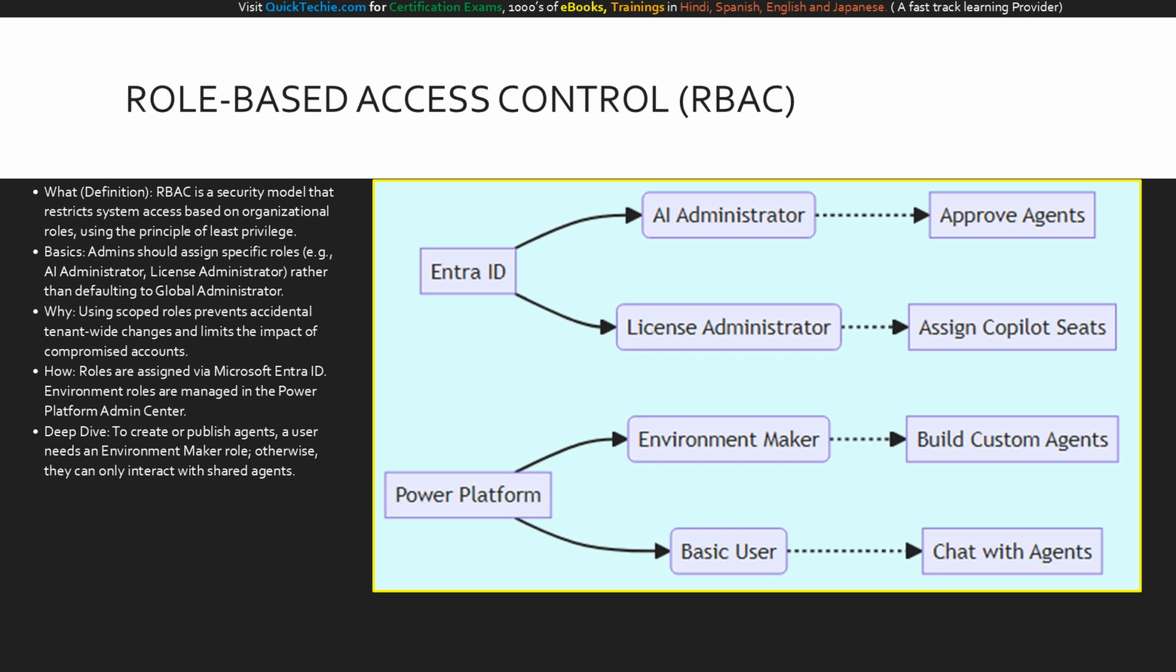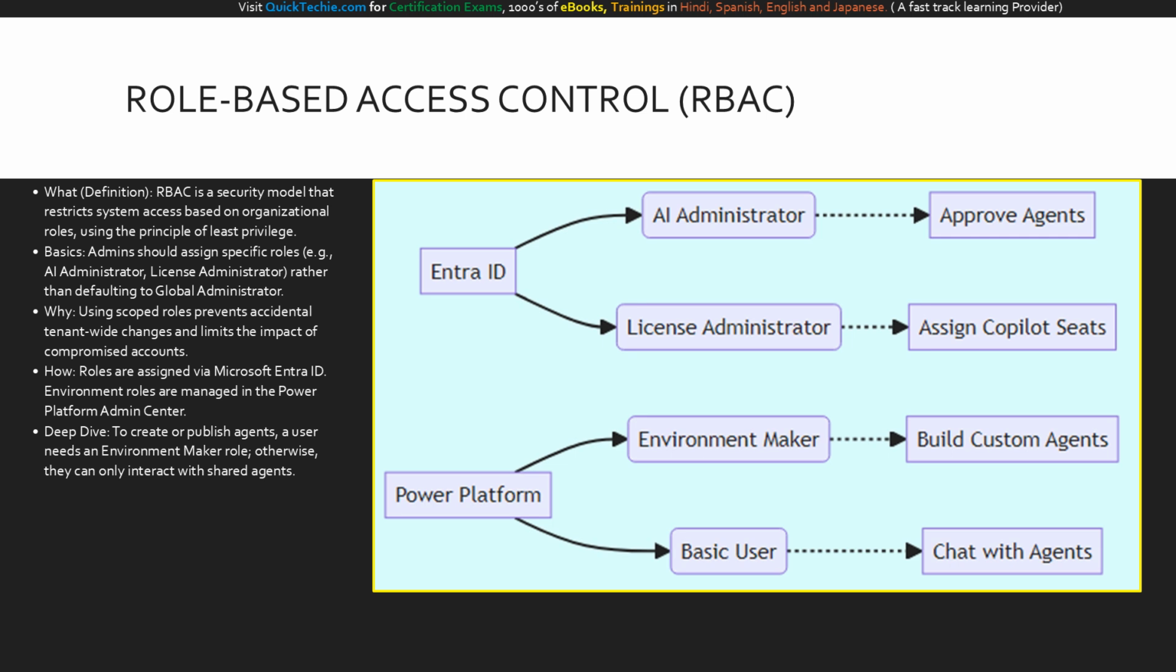But Copilot administration doesn't stop at Microsoft Entra ID. Because agents reside in Power Platform environments, you must also manage environment roles. A user might have a Copilot license, but if they lack the Environment Maker role in the Power Platform Admin Center, they cannot build or publish custom agents. They will only be able to interact with them as a basic user. By layering Entra ID roles with Power Platform environment roles, you build an impenetrable foundation for AI governance.